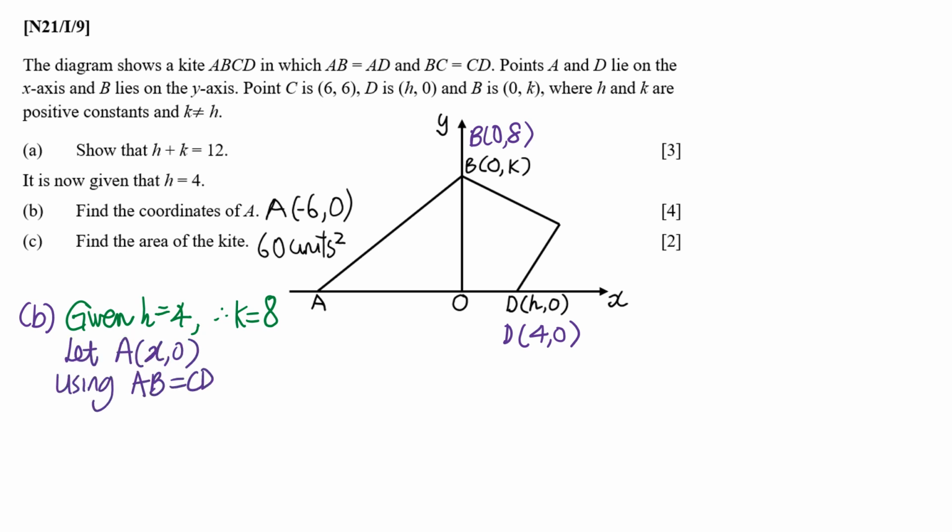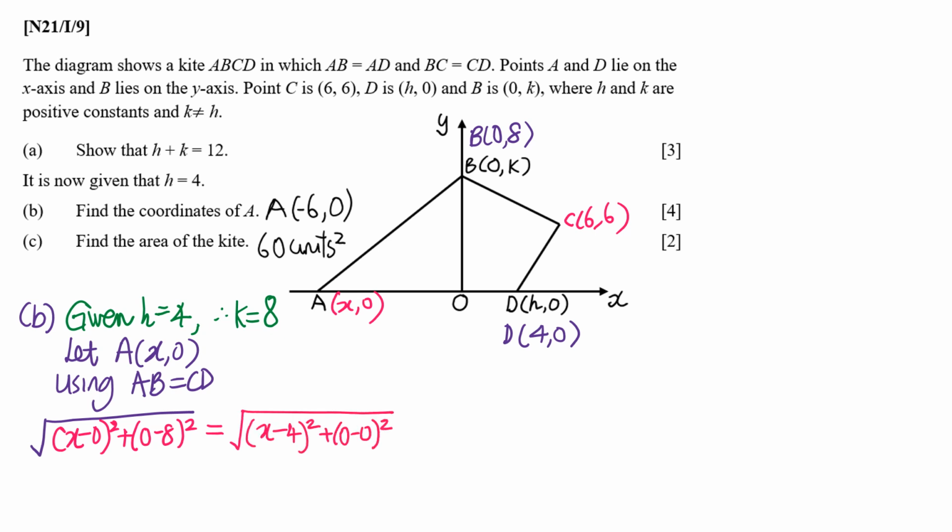We can use the information AB equals AD, and we shall let the x coordinate of point A be x. And because point A lies on the x-axis, the y coordinate is 0. So we're going to use the distance formula again. We're going to find the distance for AB, and then find the distance for AD.